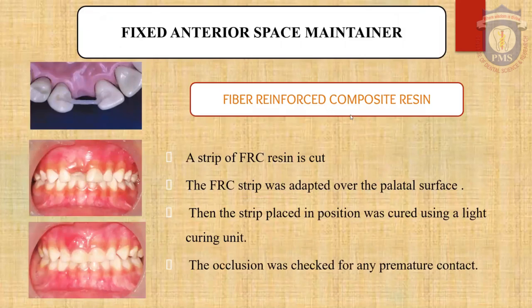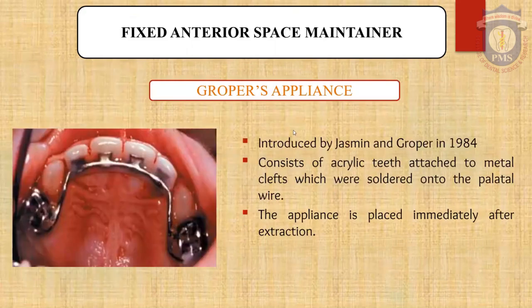Next group of appliances, fiber reinforced composite resin. In this, a strip of fiber reinforced composite resin is cut and adapted to the lingual surface of the primary anterior teeth. After adapting it, the position is adjusted so that it does not interfere with the occlusion. Then after evaluating the occlusion, the material is light cured, and a pre-extracted primary tooth or composite resin can be adapted in tooth shape and bonded to the fiber reinforced unit.